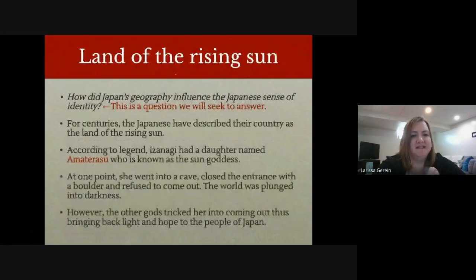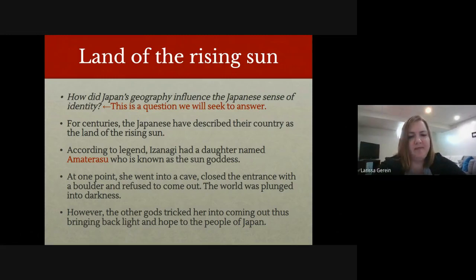So, land of the rising sun. For centuries, the Japanese have described their country to be the land of the rising sun. This is based on a legend. Izanagi had a daughter named Amaterasu, who's known as the sun goddess. At one point, she went into a cave, closed the entrance with a boulder, and refused to come out. The world was plunged into darkness. However, the other gods tricked her into coming out, thus bringing back light and hope to the people of Japan.